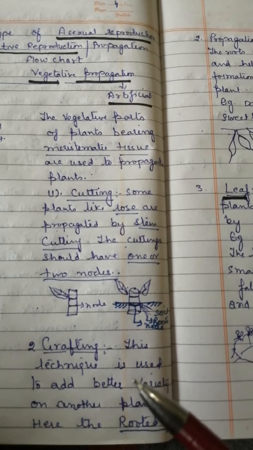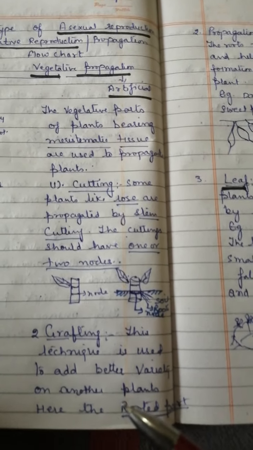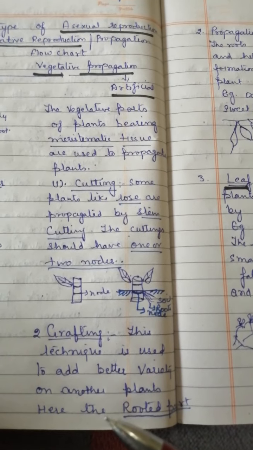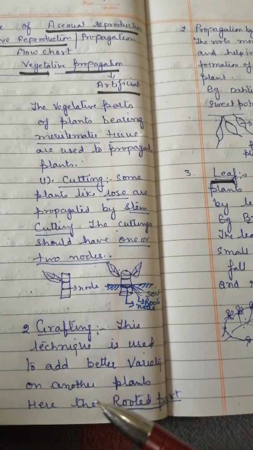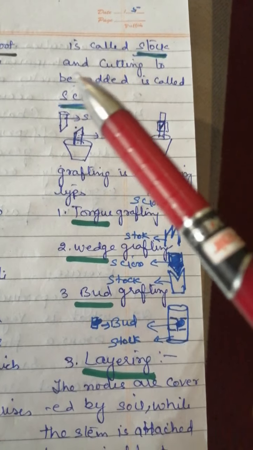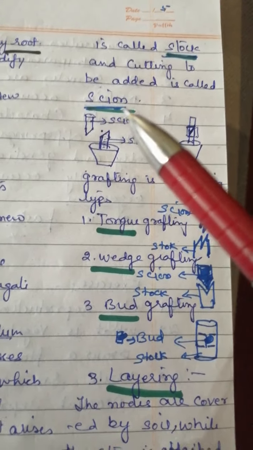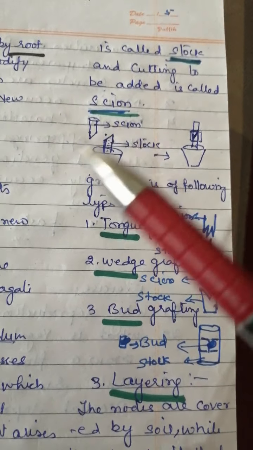Grafting is a technique where we can attach a better variety to another plant. In this, the plant which is rooted in the soil is known as a stalk, and the cutting which is to be added to this stalk is called the scion. That is the better variety plant.